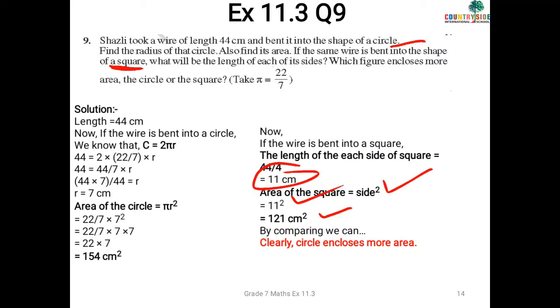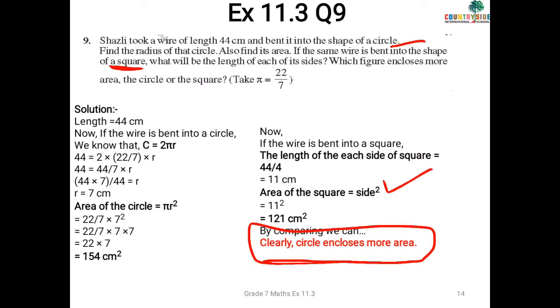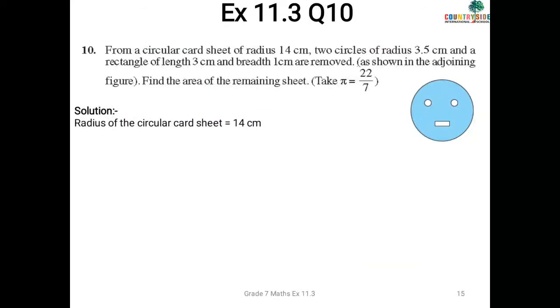Now scholars tell me, 154 centimeter square or 121 centimeter square, which one is bigger? Clearly the circle is bigger. So at the end you will write, by comparison we can say the circle encloses more area. Okay, so this was a very easy question, interesting, and at the same time very important. Moving forward to question number 10.